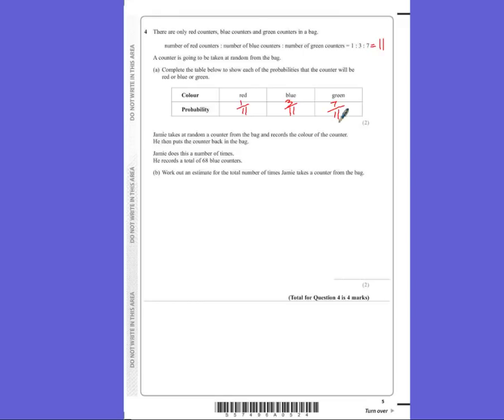Jamie does this a number of times and he records a total of 68 blue counters. Work out an estimate for the total number of counters in the bag. So 3/11ths of the time must be these 68 counters. So to work out how many there must be in the bag altogether, we need to work out all 11/11ths.